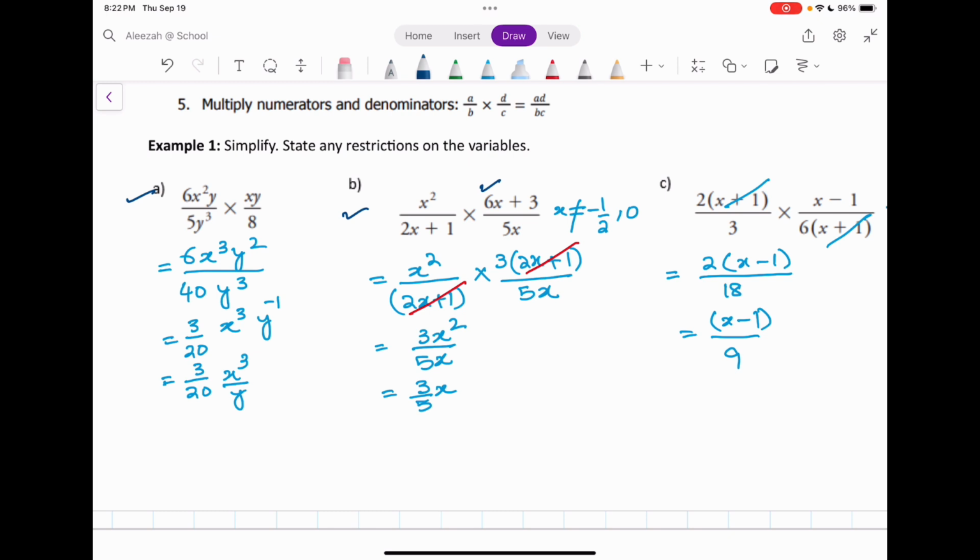I got that. Now before I cancel, I will write my restrictions. And then I canceled out the common factor, and that's what I'm left with. And here I simplified it again. x squared divided by x is simply x. So that is my answer.